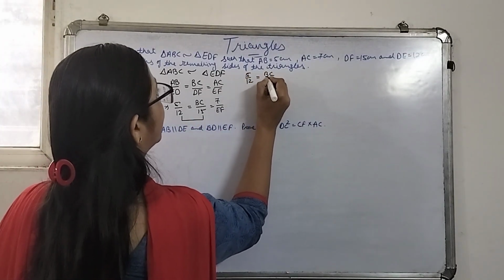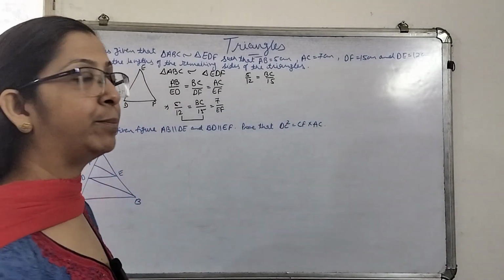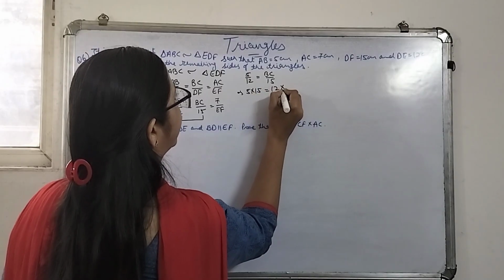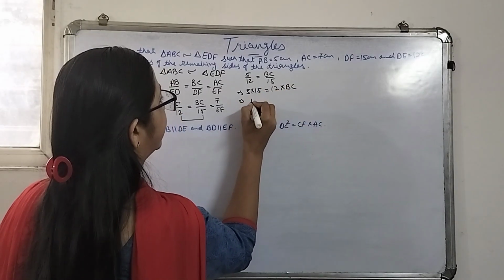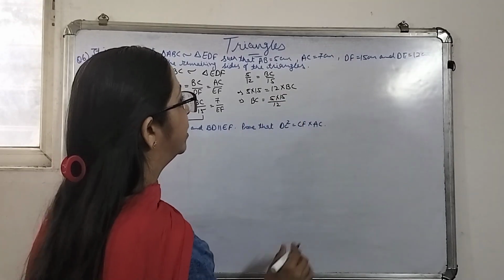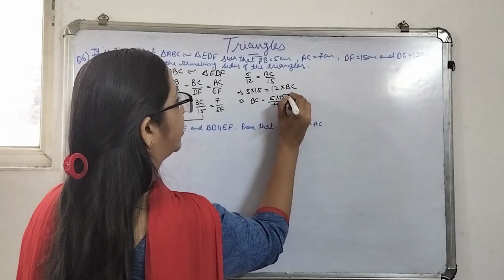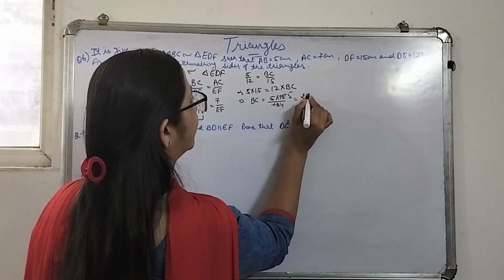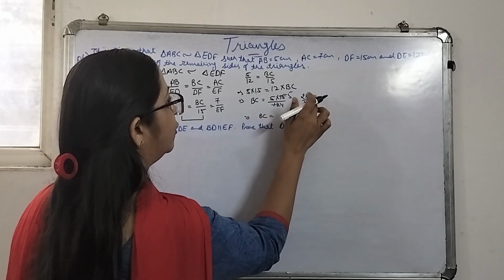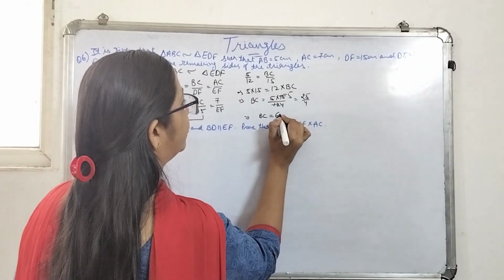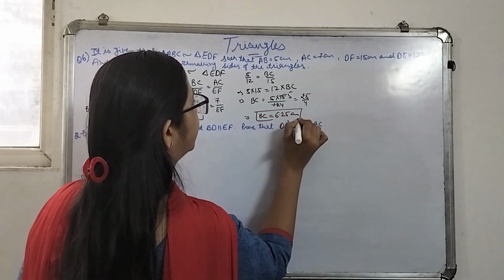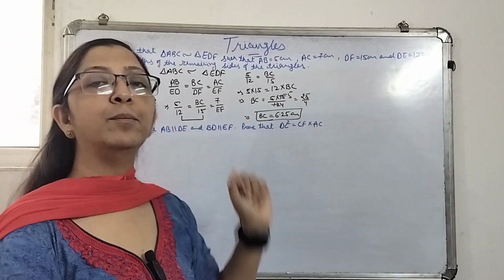Now if we take these two ratios, we get 5 upon 12 is equivalent to BC over 15. If we cross multiply, we get 5 multiplied by 15 is equivalent to 12 multiplied by BC. Or we can say the value of BC will be 5 multiplied by 15 over 12. So 3 4s are 12, 3 5s are 15. So it will be 25 upon 4. Or we can say the value of BC is 6.25 centimeter will be the length of the side BC.